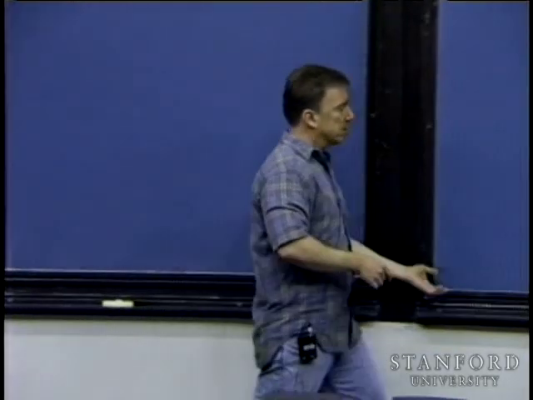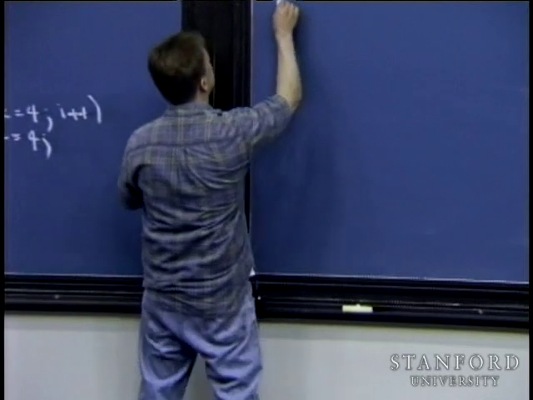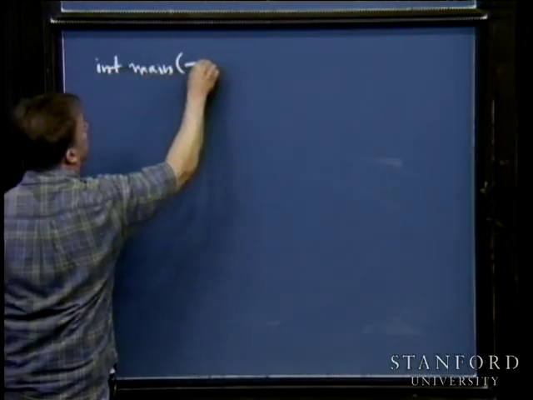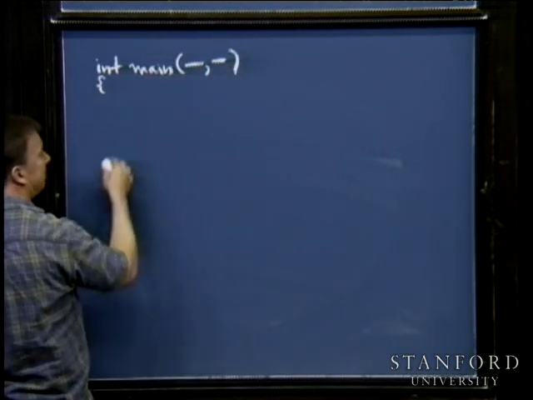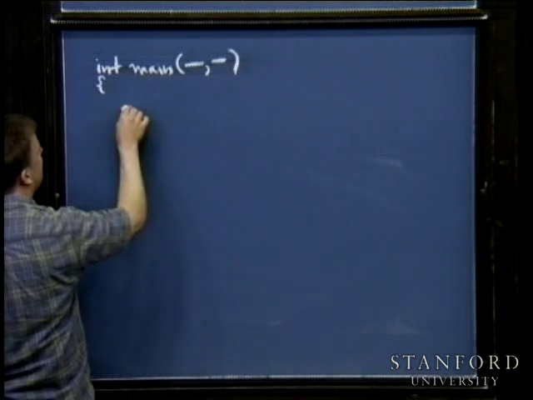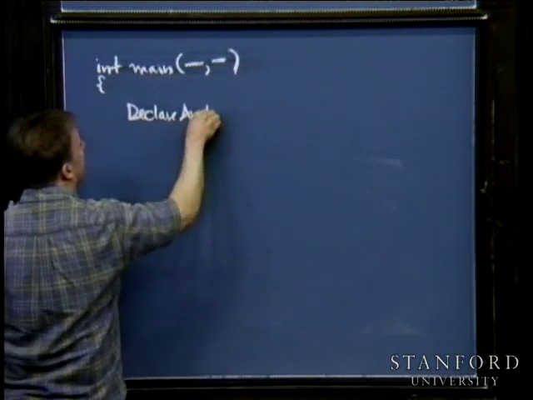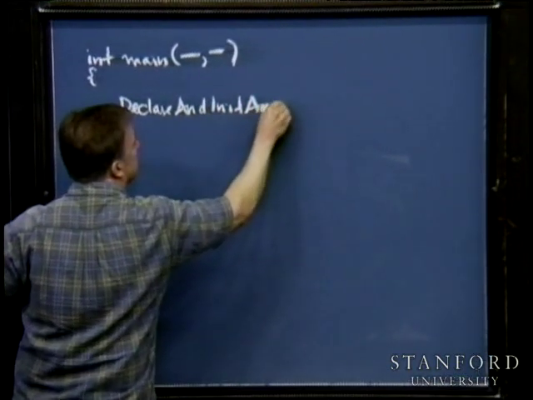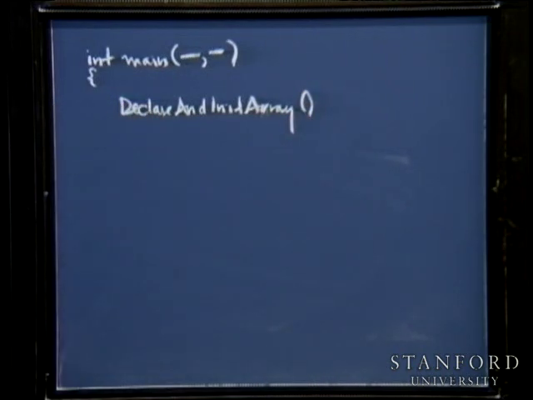There's no infinite recursion in this one. I want to write a simple main program. Int main. I don't care about the parameters. I want to do this. I want to do, let's just say, declare and init array. Now, I'm not declaring any local variables whatsoever. Okay, and so you should already be a little bit suspicious about what that type of function should do.